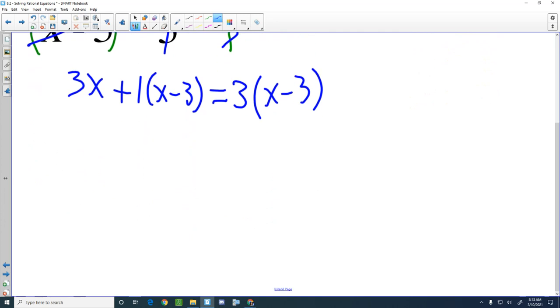And look at that equation in blue. It's a very straightforward linear equation. Just distribute, combine like terms, and solve. Go ahead, everyone, solve this from here if you haven't yet.